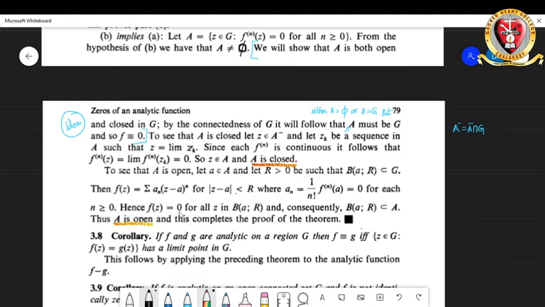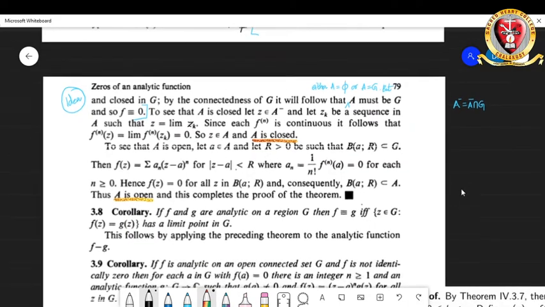That means the function is equal to 0 for every z in B(a, R), and that will mean that the z is belonging to A, which means that B(a, R) is completely inside A. That means when we take a point small a in capital A, we can find an open disk centered at that point with a particular radius, and that is completely contained in the set A. That means A is open. So that leads us to the conclusion of the proof.